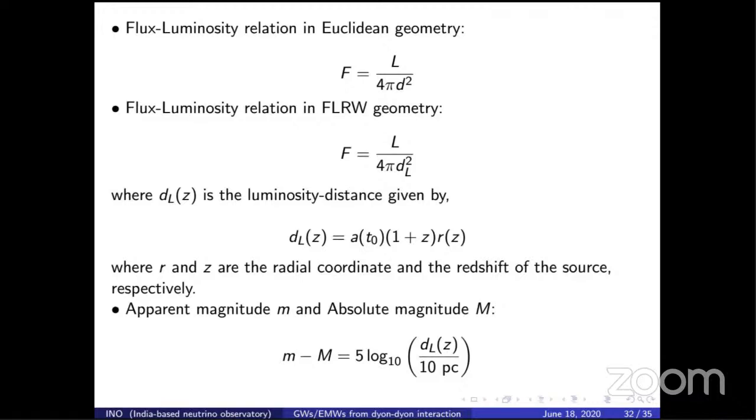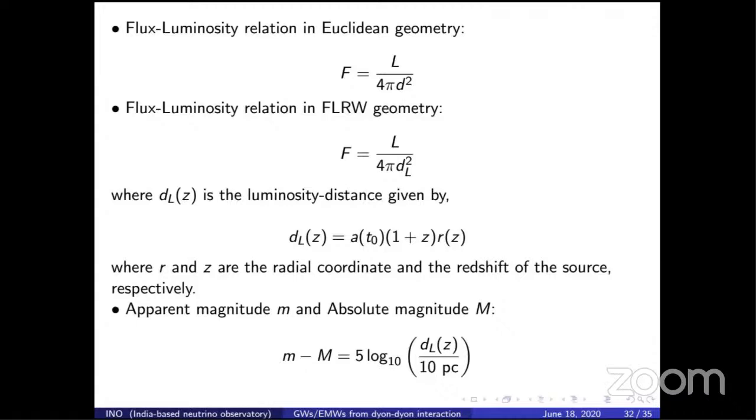And one can easily prove using this result that flux is equal to luminosity divided by 4 pi dl square, that the relation, if you have a source whose absolute magnitude is capital M and it is at a distance, luminosity distance dl, then its apparent magnitude satisfies such a relation. So in other words, the apparent magnitude minus the absolute magnitude of a source is 5 times log base 10 of luminosity distance divided by 10 parsecs.